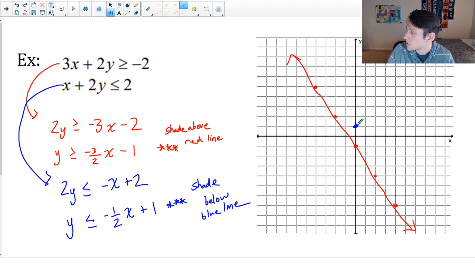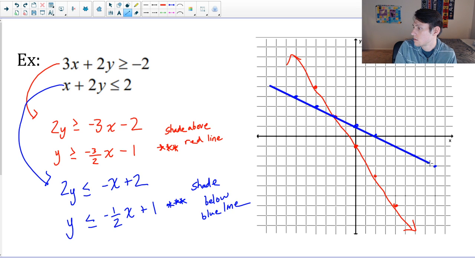Negative 1/2 is the slope, so down 1, right 2. Down 1, right 2. Or up 1, left 2. All right, so that's pretty good. That's atrocious. Oh wait, I always forget I could just make a straight line this way. I'm so smart.